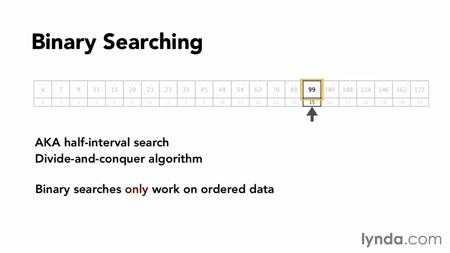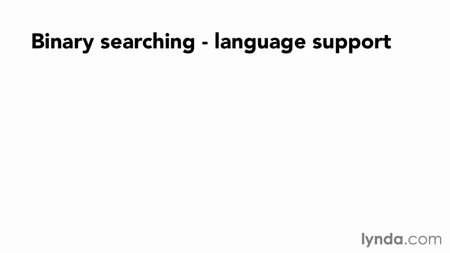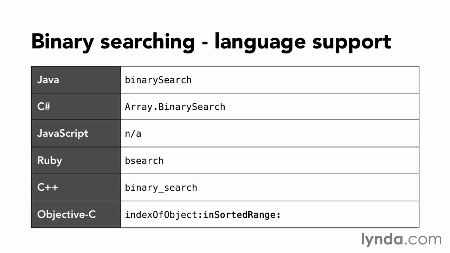Now, you will find binary search functionality already exists in almost every language. For example, Java offers binary search methods in their array utilities. .NET languages have binary search methods on the array classes. C++ has binary_search in the standard template library. Unfortunately, JavaScript doesn't have any kind of built-in binary search abilities. We've got bsearch in Ruby.